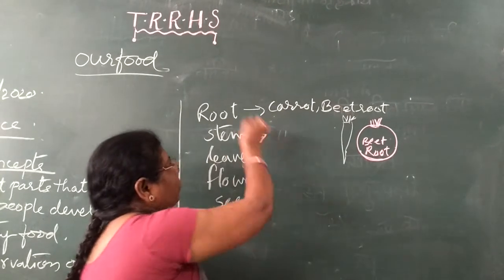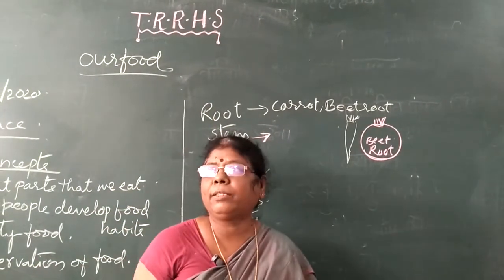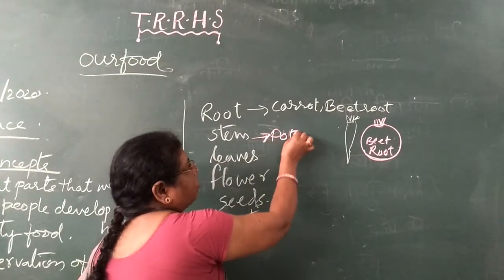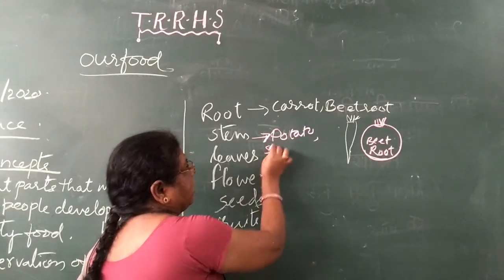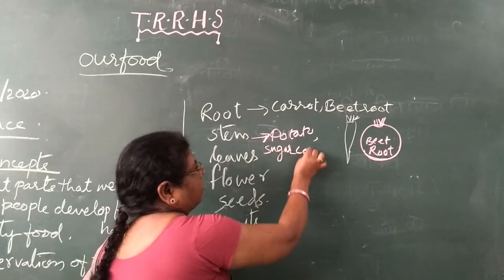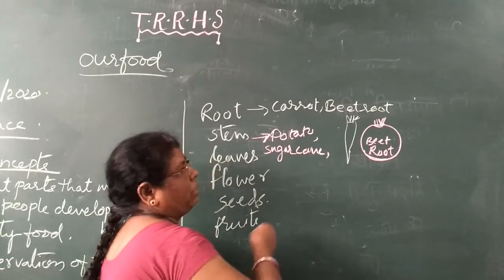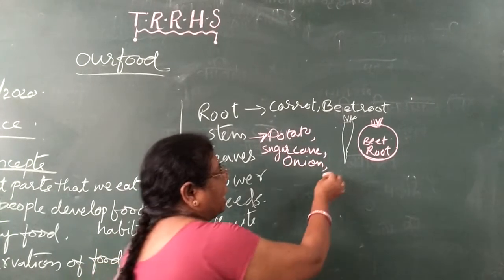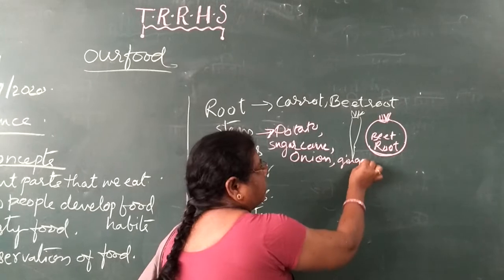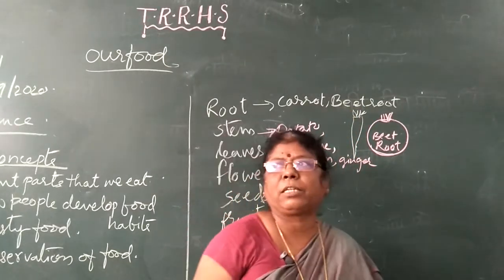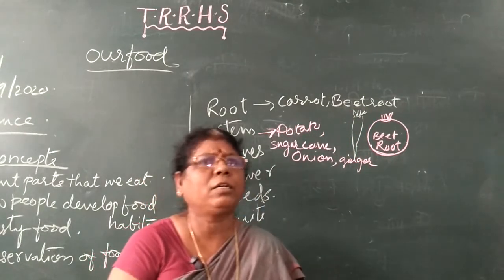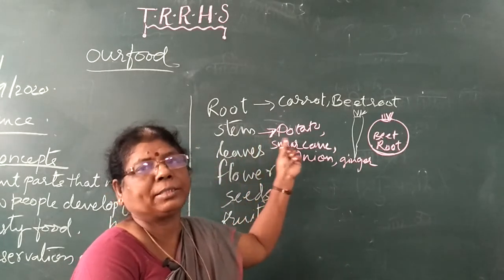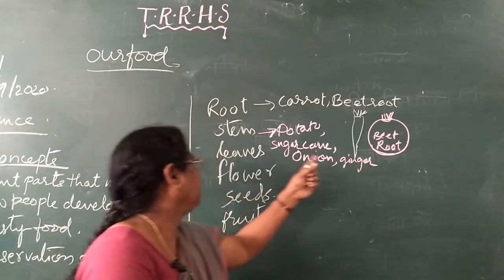Now coming to stem, we eat even the stem part also, like potato, sugarcane, onion, ginger, garlic, turmeric. All these are examples of stem modification. We eat even the stem part of the plant, isn't it?